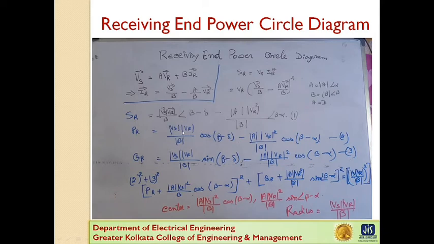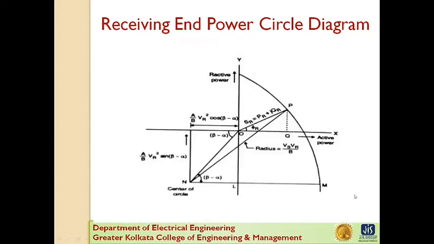is equals to Vs Vr by B whole square, because cos square beta minus delta plus sin square beta minus delta is equals to 1. The center is A Vr square by B cos beta minus alpha comma A Vr square by B sin beta minus alpha, and the radius is Vs Vr by B. Now we draw the receiving end power circle diagram.